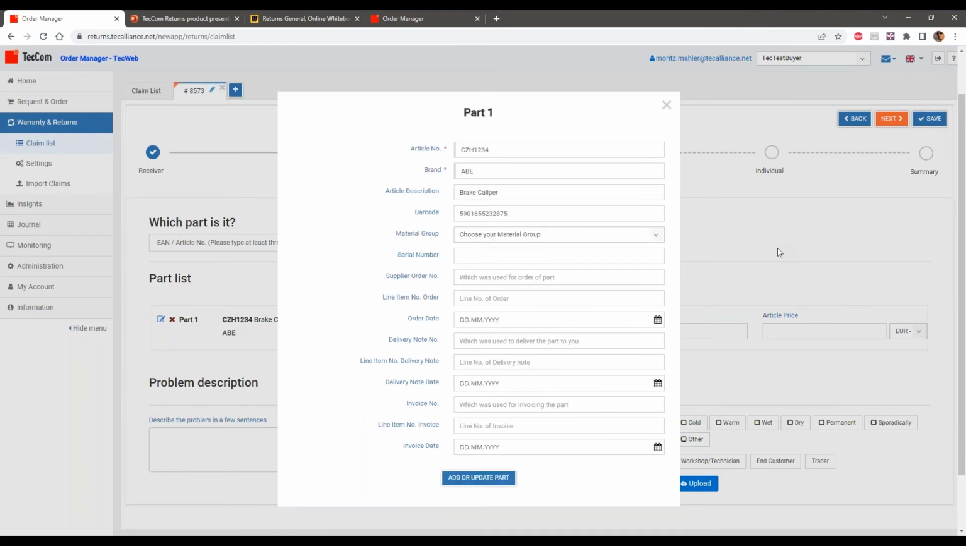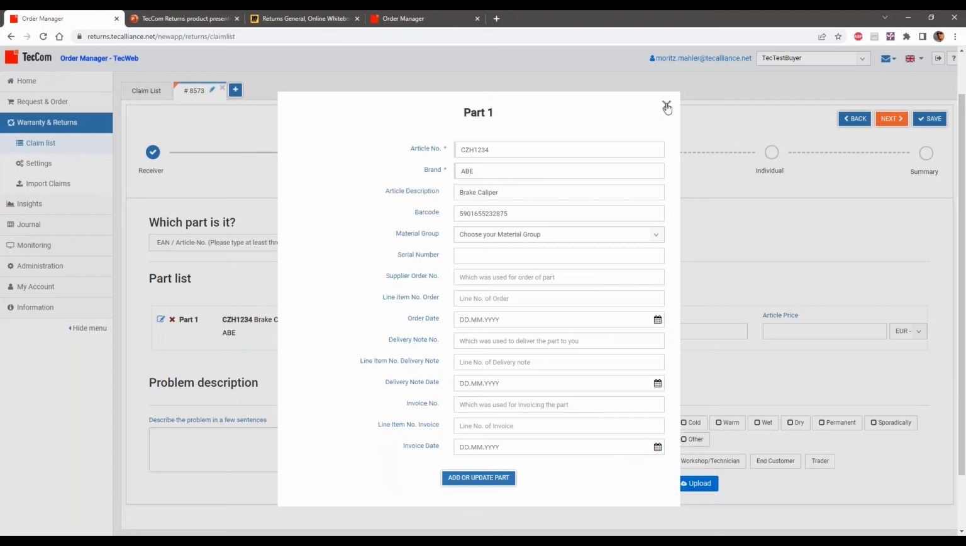With Returns 3.0, we already connected this part with our journal. So if you ordered this part from this supplier with TecCom, you will see exactly all the related data. You will see order date, delivery note number, invoice number, everything. What came back with our reverse documents, you can directly add to this list, because Returns will ask you, hey, we found this in this order.